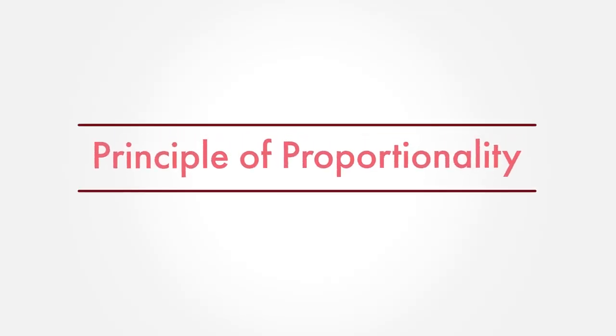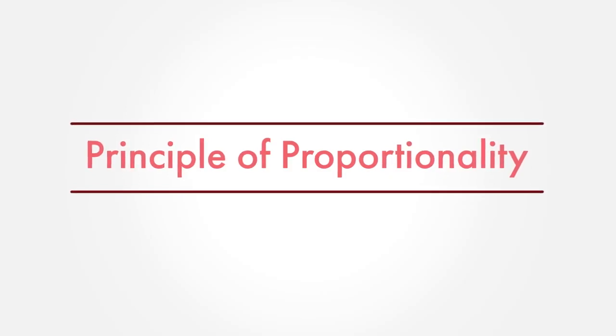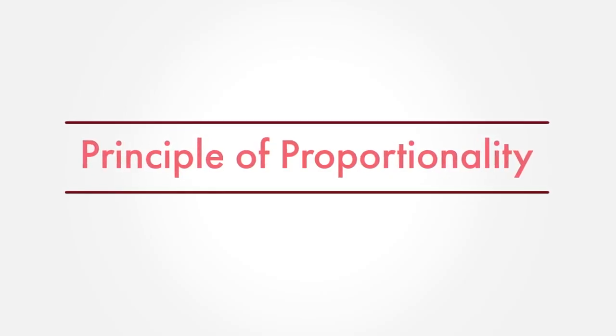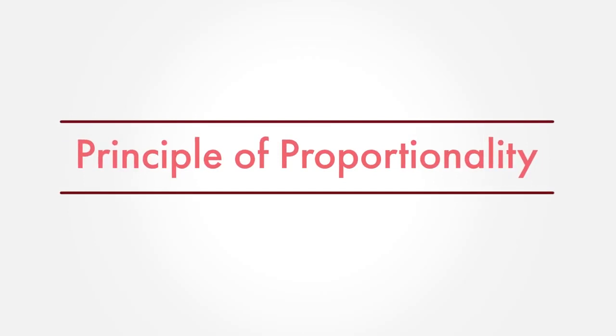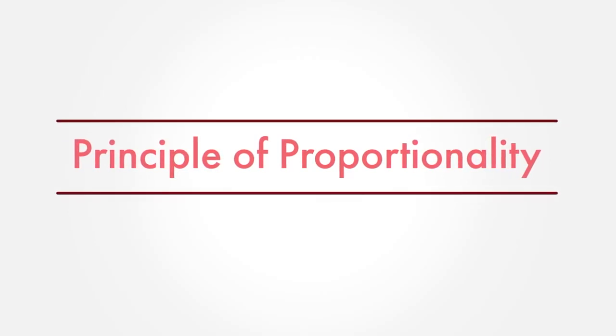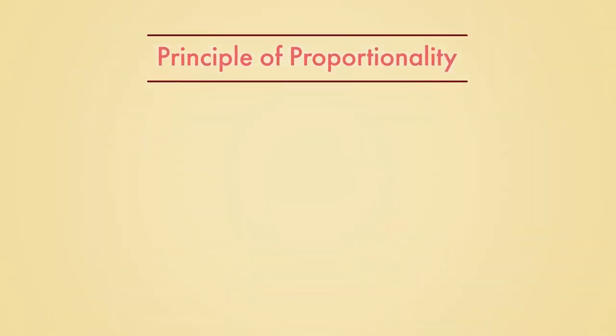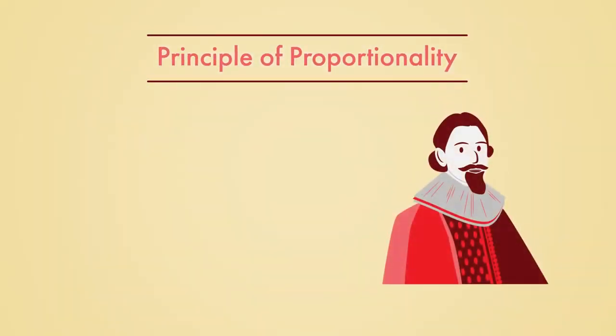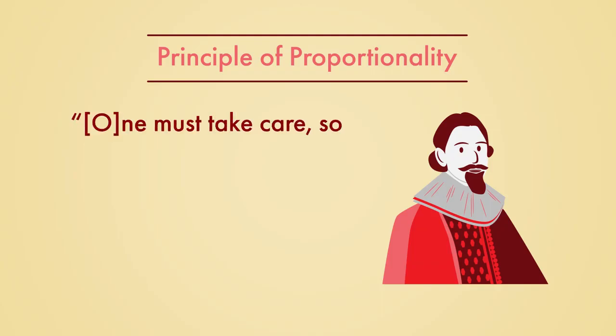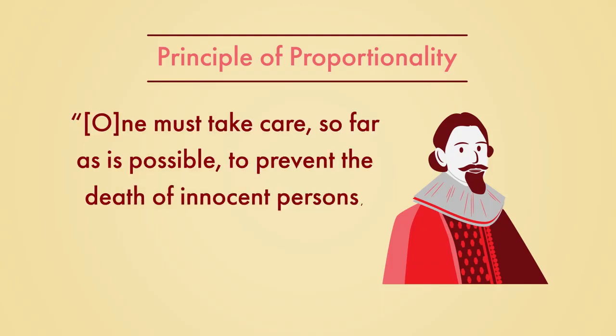The principle of proportionality is not new. Like the other three fundamental principles consisting of military necessity, distinction, and unnecessary suffering, the principle of proportionality in armed conflict has existed in various forms across world history. In the 17th century, the famed international lawyer, Hugo Grotius, attempted to expand the definition of proportionality by writing, "One must take care, so far as is possible, to prevent the death of innocent persons, even by accident."